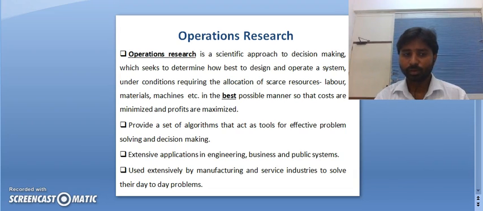Operation research is also called OR in short form, and it is a scientific approach to decision making which seeks to determine how best to design and operate a system under conditions requiring allocations of scarce resources. Operation research as a field primarily has a set or collection of algorithms which act as tools for problem solving in chosen application areas. OR has extensive applications in engineering, business and public systems, and is also used by manufacturing and service industries to solve their day-to-day problems.